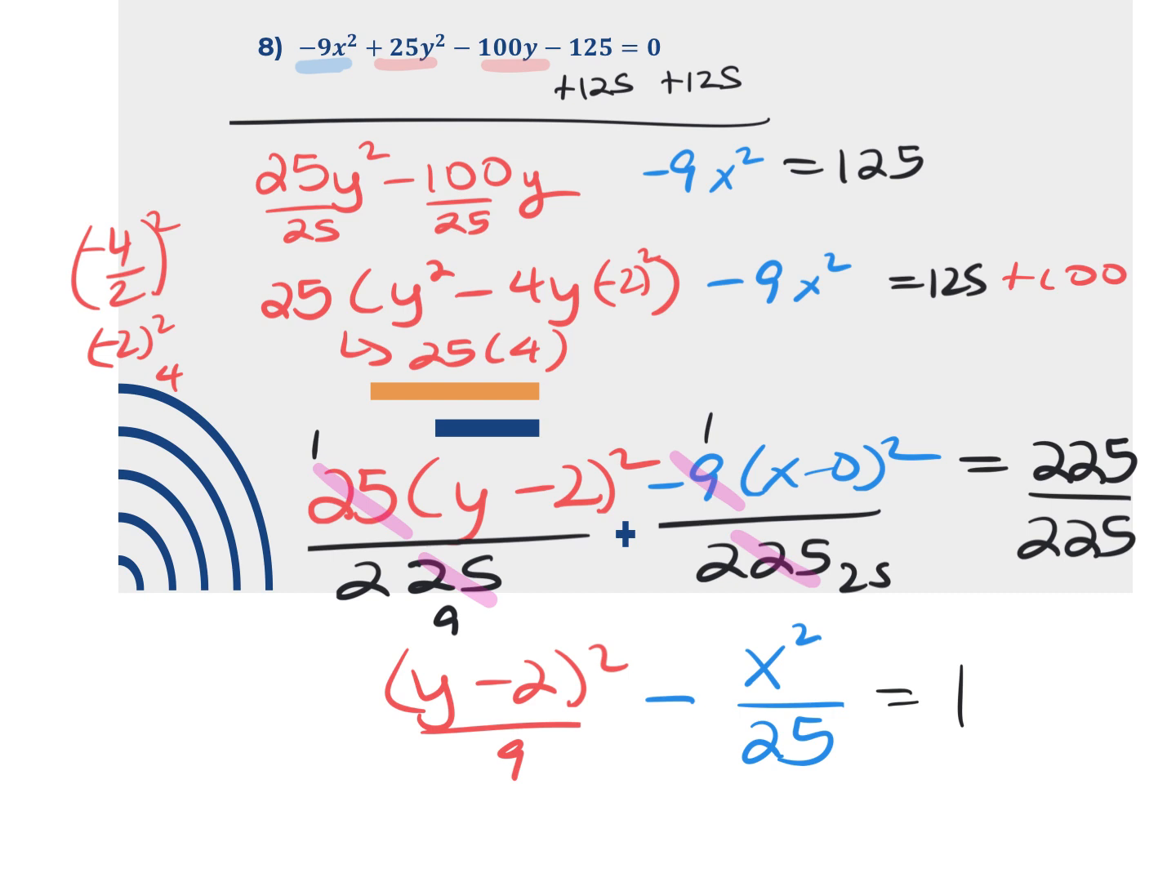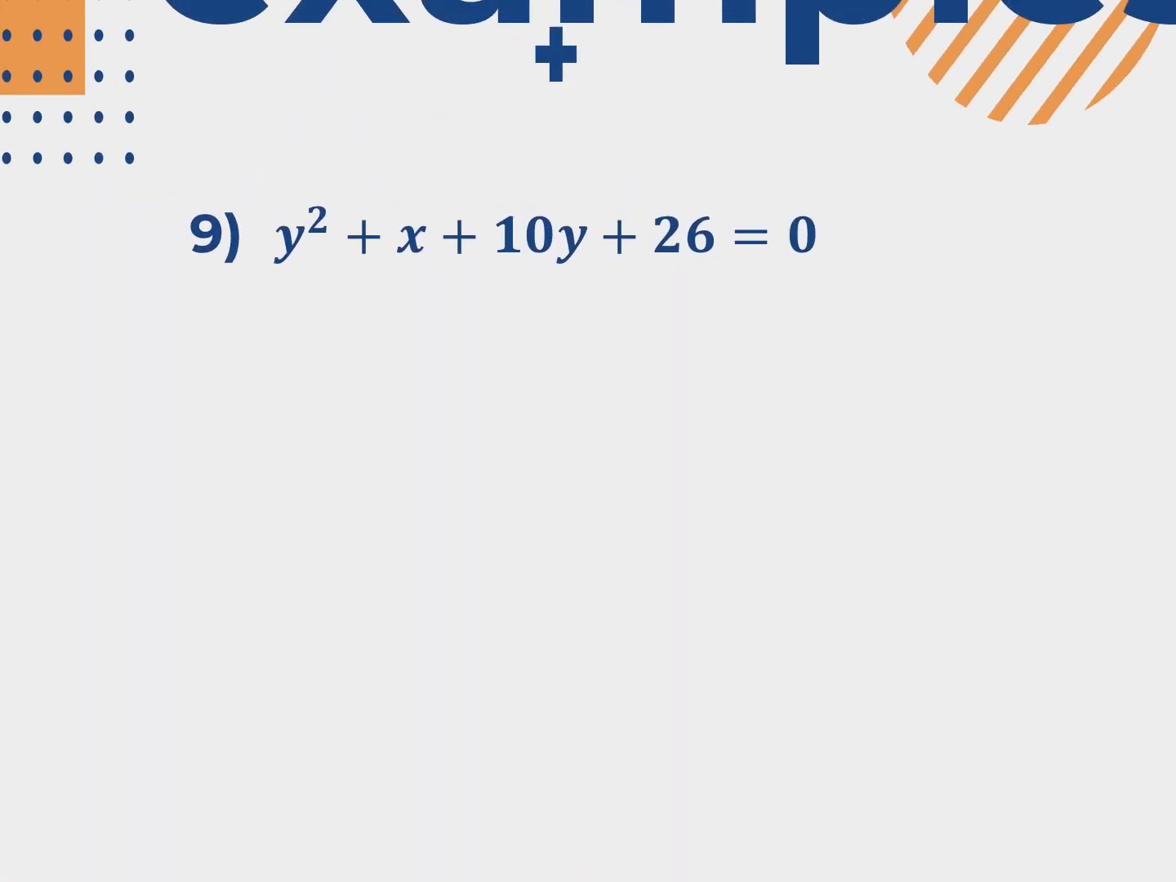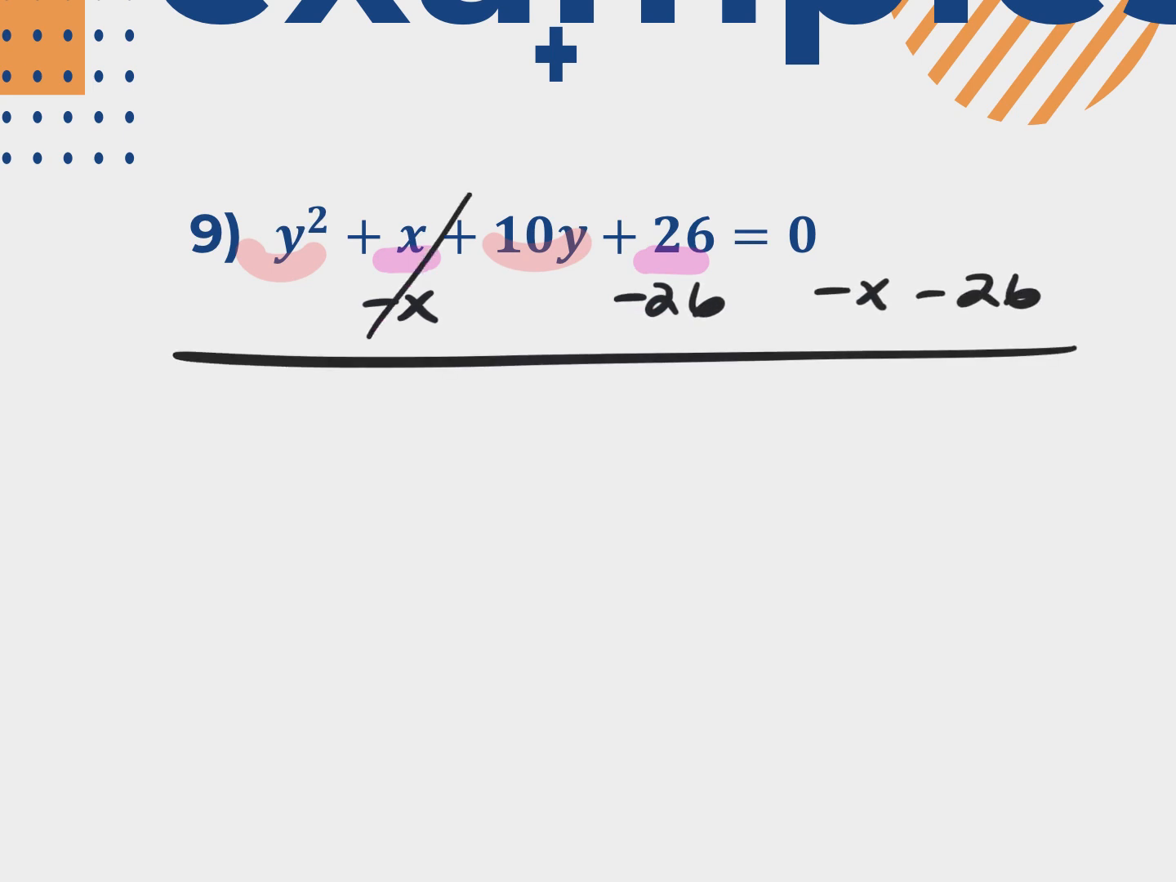The negative 1. Okay, so again, anything that doesn't have a corresponding y or x squared or a y squared, it needs to get moved to the other side. So those two are going to get moved to the other side, and then these two are going to stay on the left side. So I'm going to subtract the x and subtract the 26 from both sides. So then now I'm left with y squared plus 10y, leave a blank space, and then negative x minus 26.